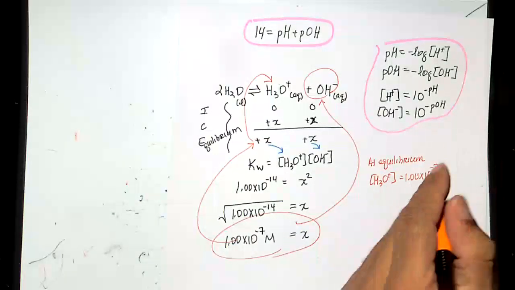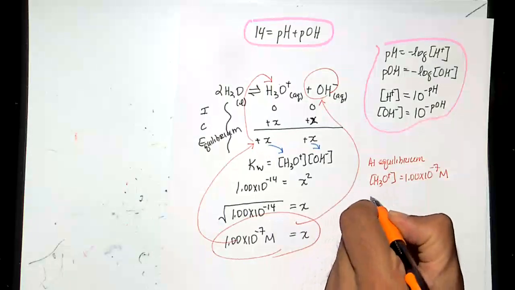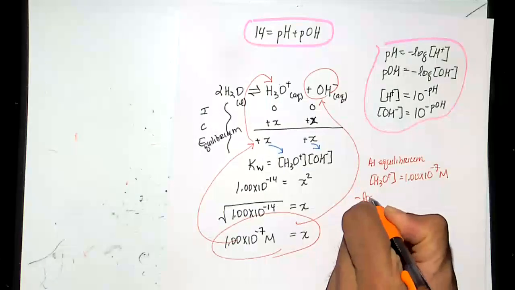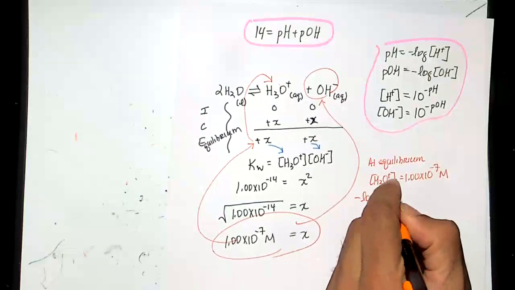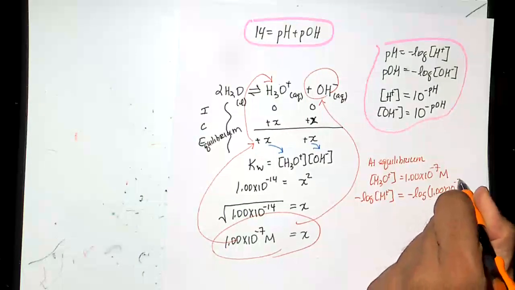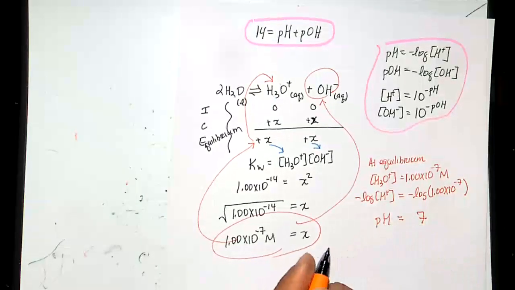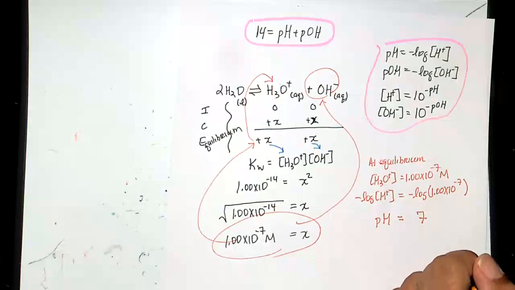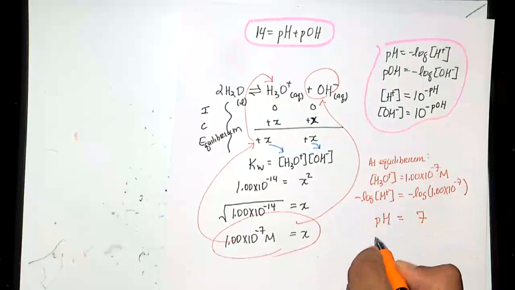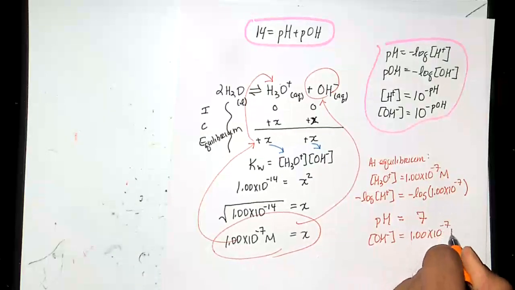If I take the negative log of it, which is the same thing as the power, the same thing as pH, of the H plus, which is the same thing as H3O plus, what's the negative log of 1.00 times 10 to the minus 7? It's 7. So at equilibrium, your pH is going to equal 7. At equilibrium also, OH minus is equal to 1.00 times 10 to the minus 7 molar.